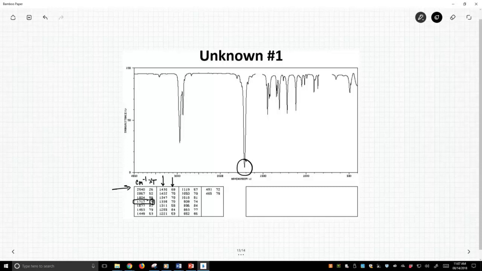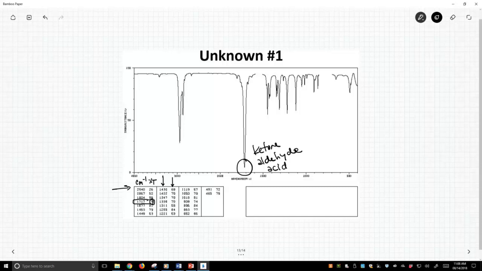So this big dip is about 1717 there, and the percent transmittance is 4. Well, percent transmittance is a really low number. This is a strong absorbance peak. And 1717, that's around 1720. This is going to be a ketone, an aldehyde, or an acid, most likely.